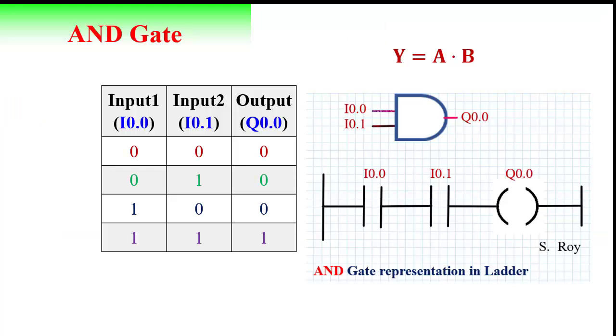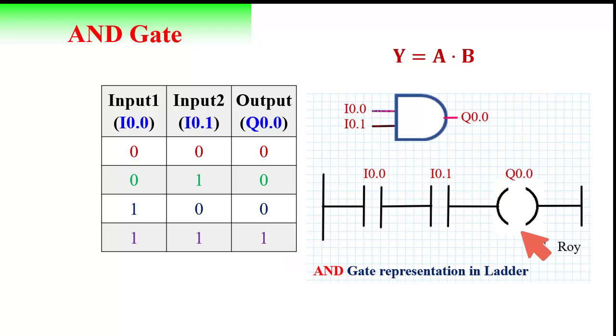Next, coming to AND gate. This is the symbol of AND gate. The equation of this AND gate is y is equal to a dot b. This is the truth table. We will get the output as logic 1 only when both the inputs are logic 1. For all other cases, the output is logic 0.